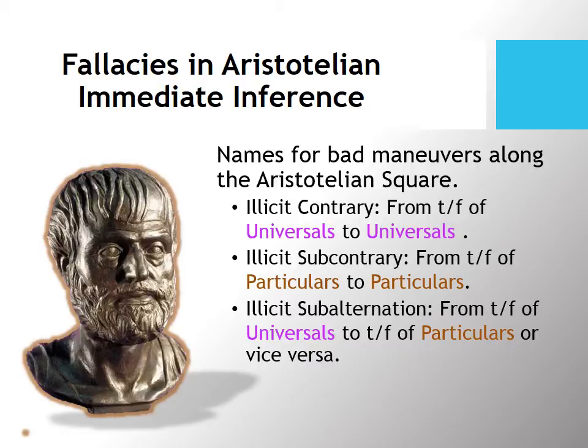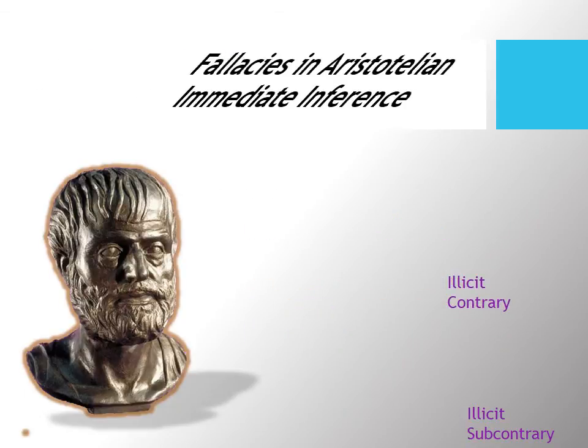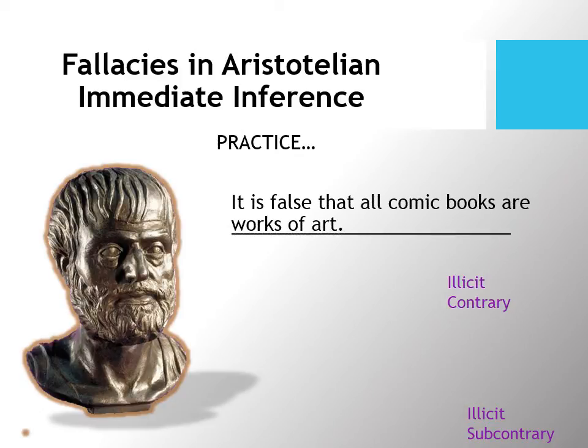And then, of course, for the last relationship that we just studied, illicit subalternation is when you move from the truth or falsity of universals to the truth or falsity of particulars, or vice versa. Now, not every inference on the Aristotelian table is going to be justified. Do some practice with these.